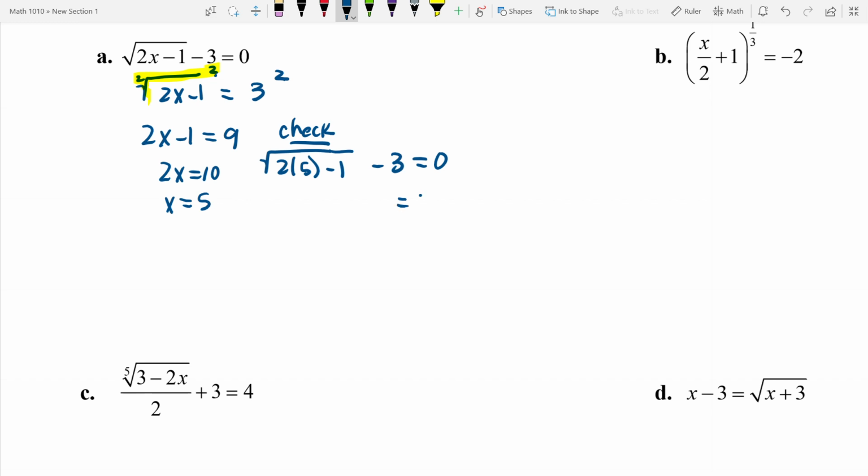So it looks like that. Now, see the right-hand side, how it's a 0? Just leave that be and work with the left-hand side. So inside of that radical, 2 times 5 is 10. 10 minus 1 is 9. So you really have the square root of 9 minus 3. The square root of 9 is a 3. 3 minus 3 is a 0. I got 0 equals 0, so it checks out fine.